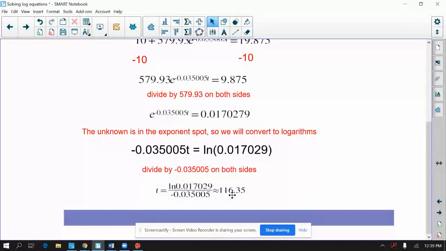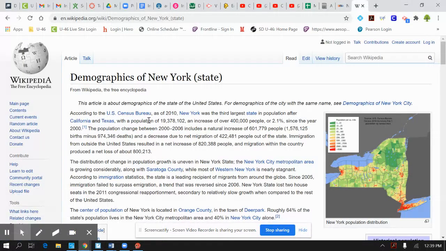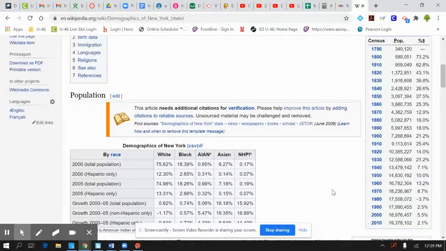So what does that mean, 116? That's 116 years after 1800, remember. So New York's population, according to this model, was 10 million people in the year 1916. And that is actually pretty close. If you go to New York's wiki page, every 10 years we have a census. So in 1800, remember, the model said there were 337 people. It wasn't quite right there. But in 1916, well, that's between 1910 and 1920, it's really close. It's very plausible that in 1916 there were 10 million people in New York.